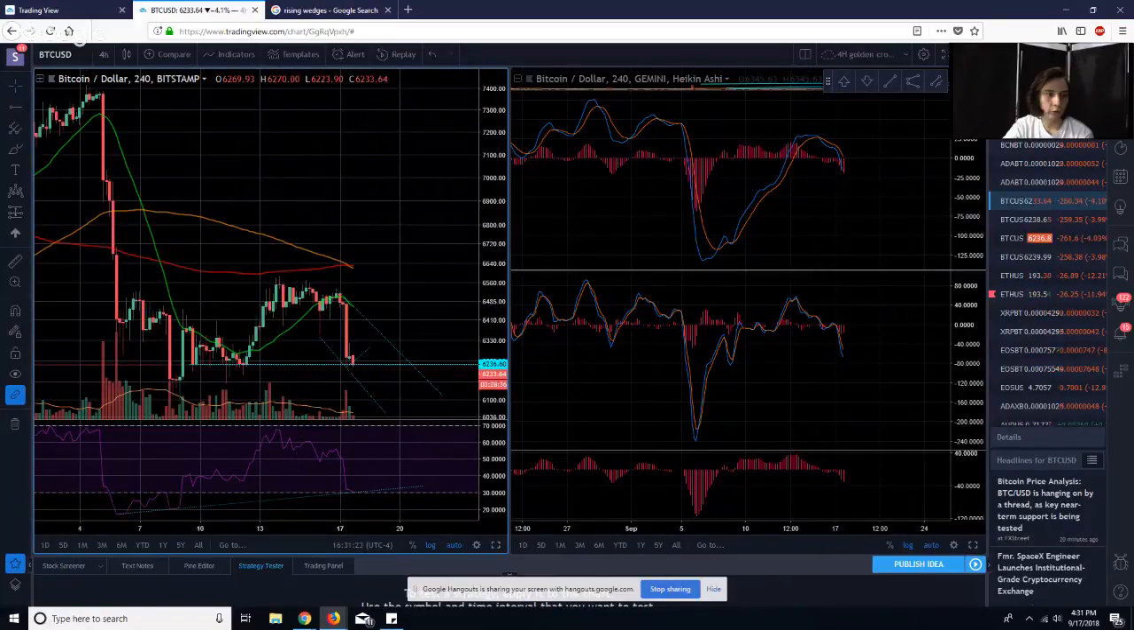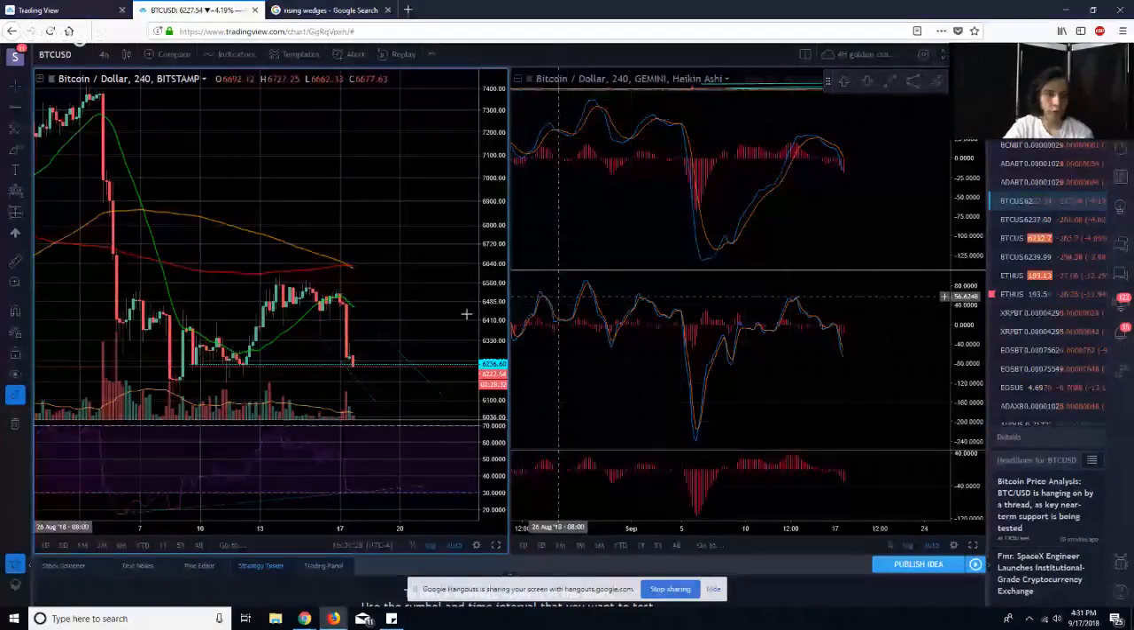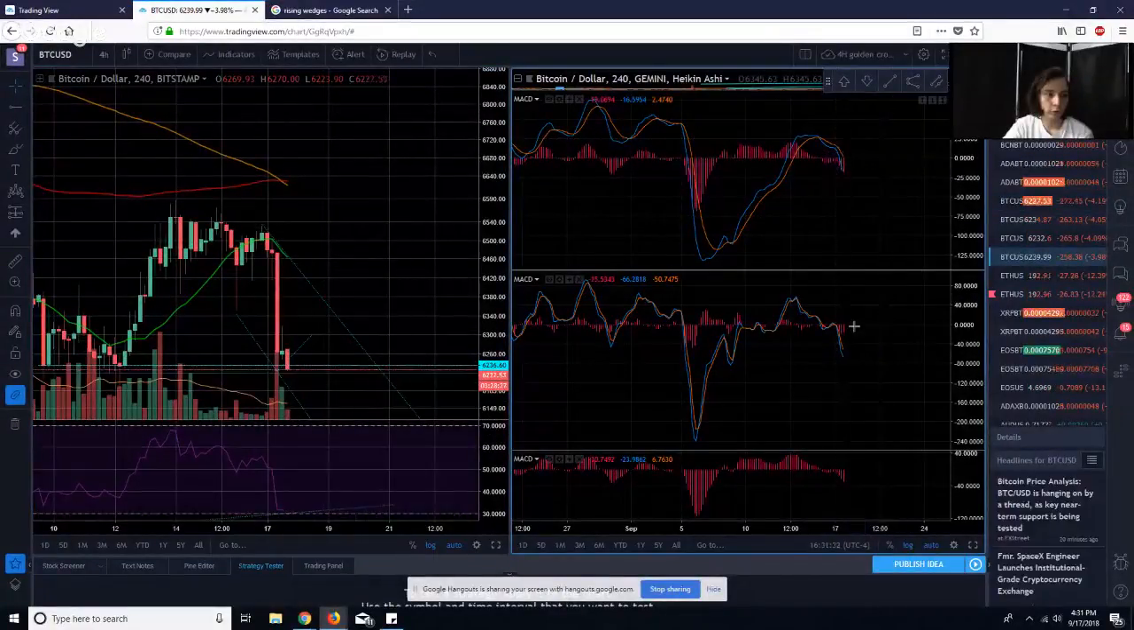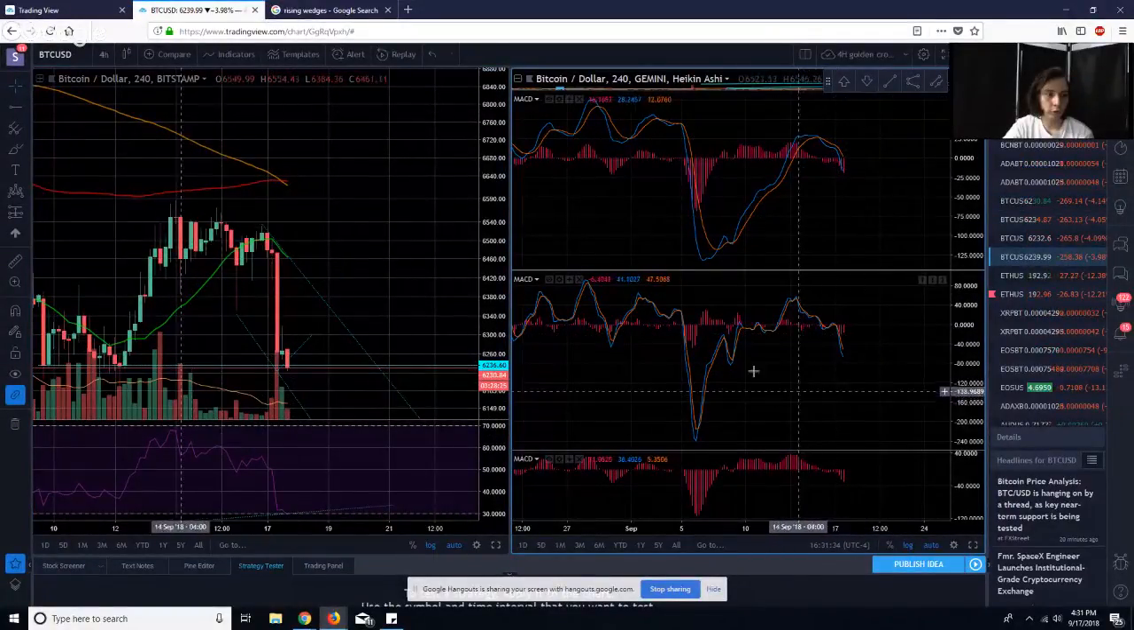So there's a higher one. What do you mean that it hasn't crossed on the 4 hour? Because it crossed here and it crossed here. This trend broke.